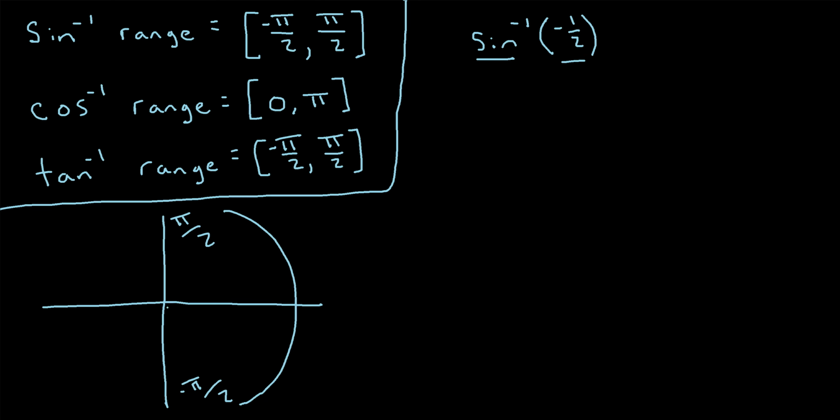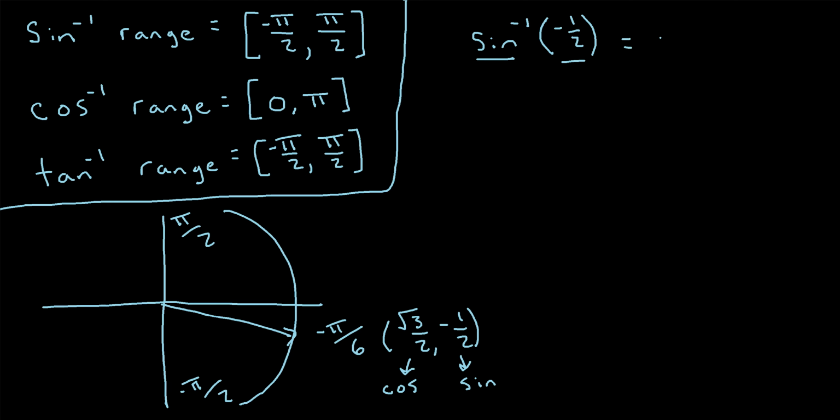Well, if you think of negative pi over 6, what are the xy coordinates for that angle? That would be square root 3 over 2 and negative 1/2. And we said the x-coordinate corresponds to cosine, while the y-coordinate corresponds to sine. So it turns out that negative pi over 6 does have a sine value of negative 1/2. So this answer will be negative pi over 6. This is the only angle in this restricted region that has a sine value of negative 1/2.